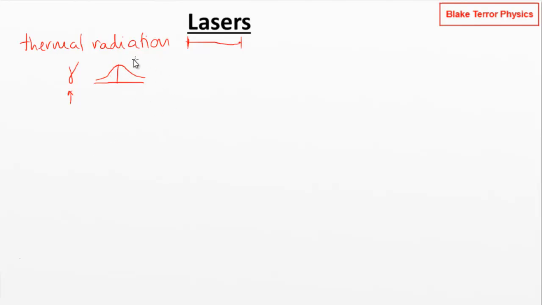So the thing with thermal radiation is we've got a lot of randomness in it, and we've got a spread of what the frequencies are going to be. Okay, they're spread about a particular value, but still. So that's what's going on with the thermal radiation.